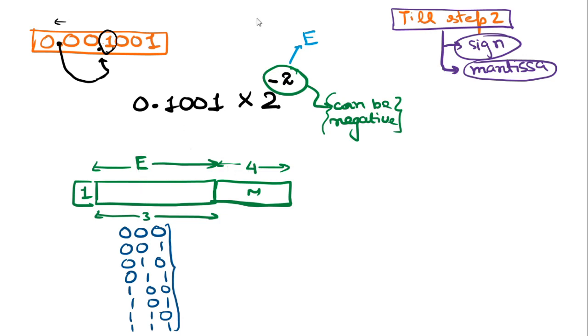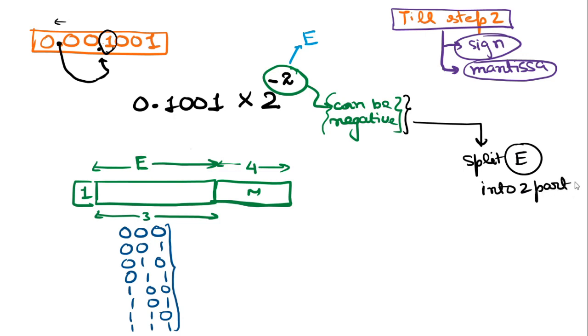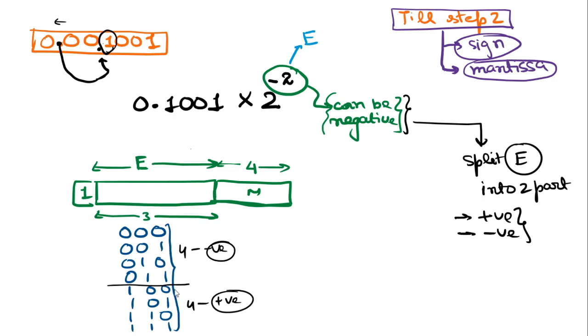Okay, now what we need is to represent negative numbers as well, right? So the most basic thing that we can do is split e into two parts, right? One part will be for positive and one part will be for negative. Based on the most significant bit we can distribute it into two. These are four values, these are four values. We can consider them to be negative, we can consider them to be positive, right? And 0 is considered as positive.